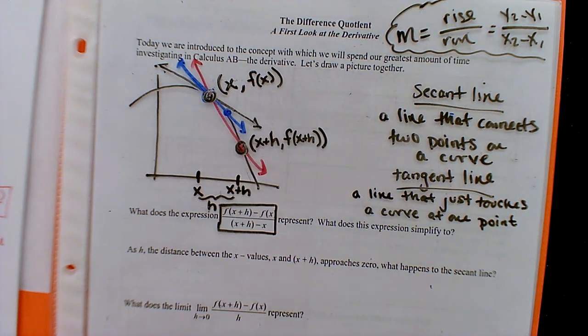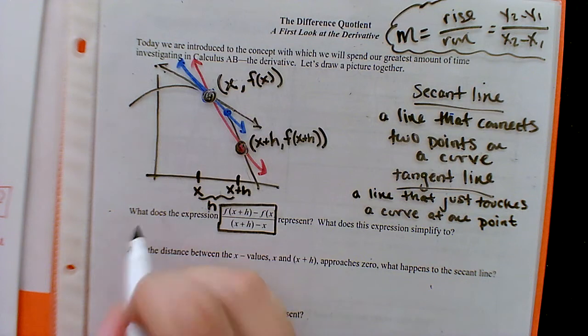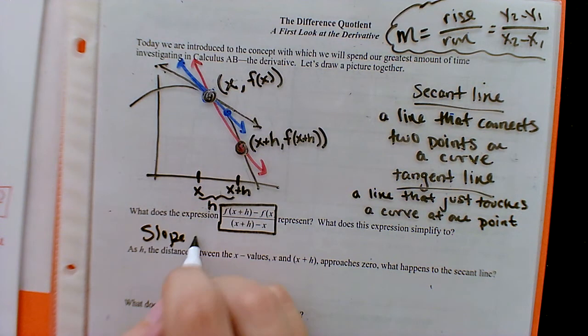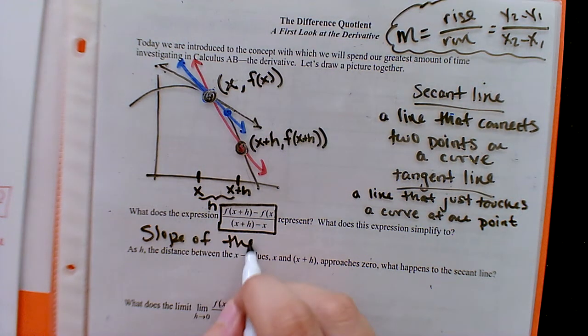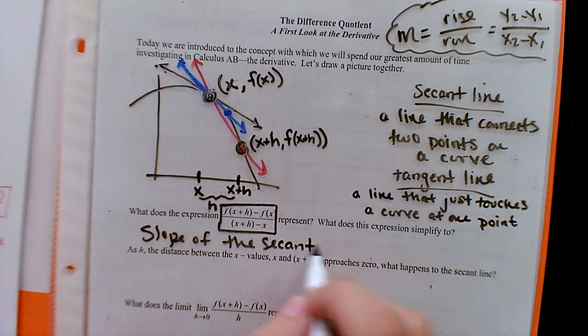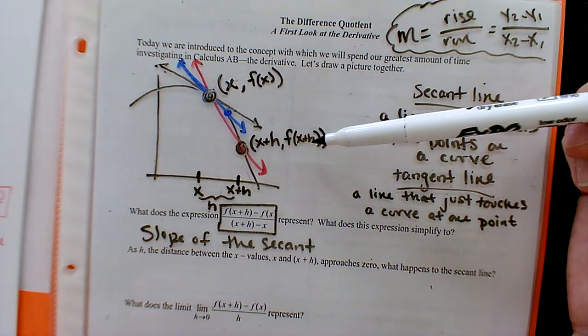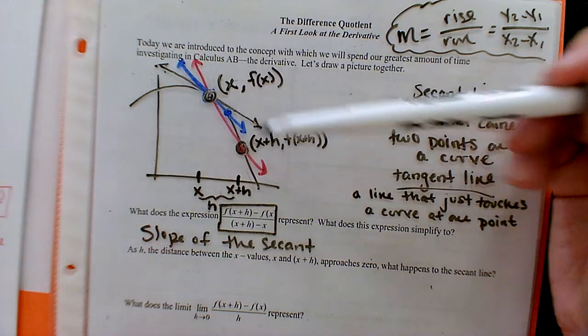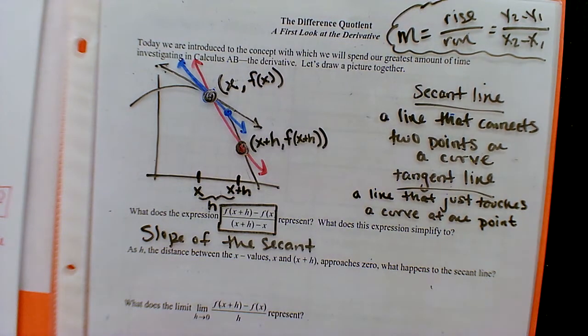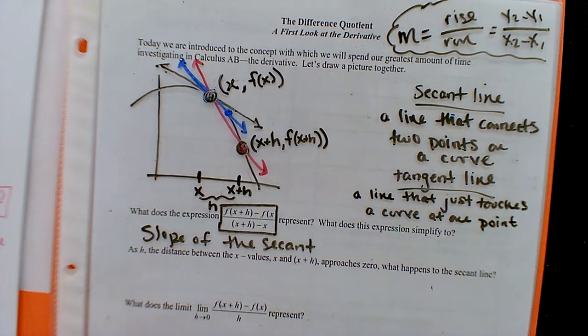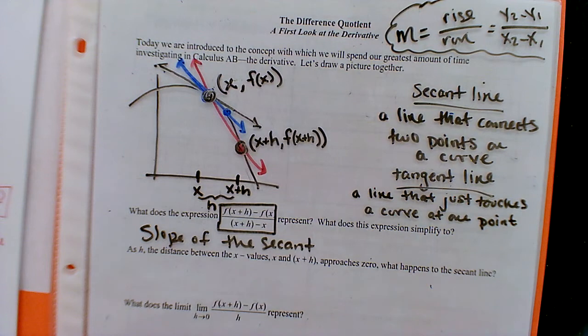It's the slope of the secant line. Yep. Notice how we have the subtraction of the y's all divided by the subtraction of the x's, just like we said the slope formula was. Okay? So this crazy looking fraction is representing the slope of the secant line.